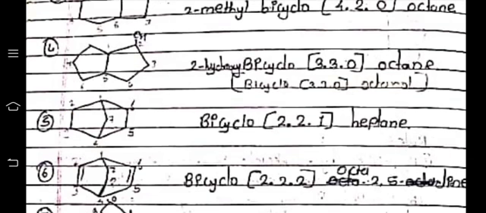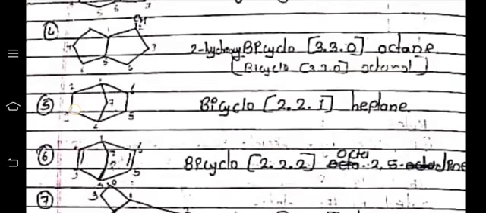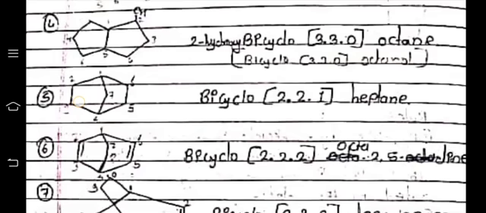So 2-hydroxy means positions 1, 2, 3, 4, 5, 6, 7, 8. Total number of carbons is 8, so it means octane. And at the 2 position there is a hydroxyl group, that is 2-hydroxybicyclo[3.3.0]octane. So 3.3.0 octane is the compound.